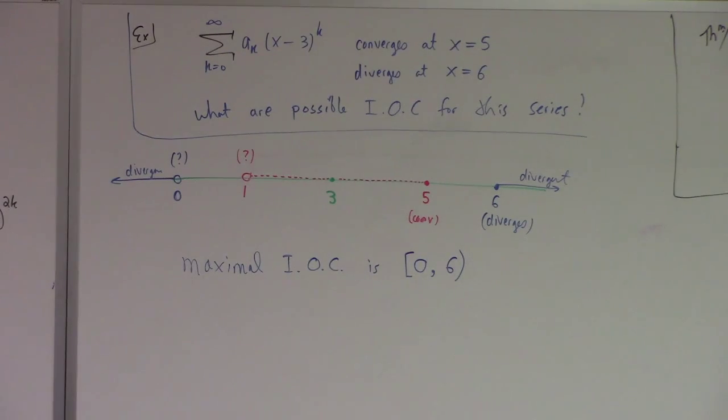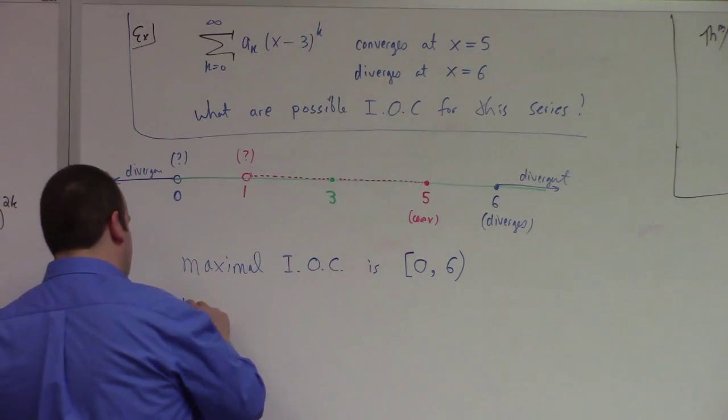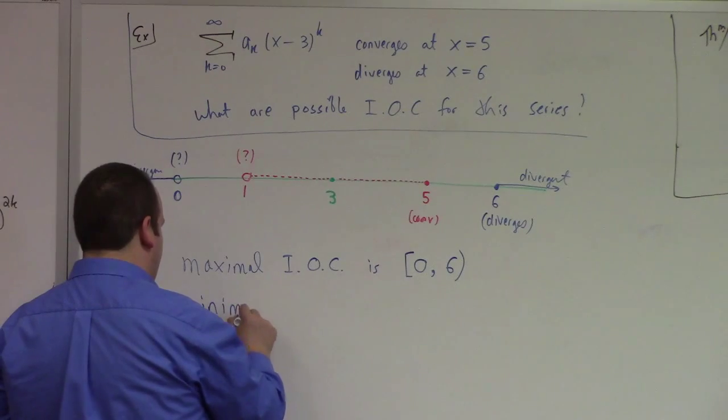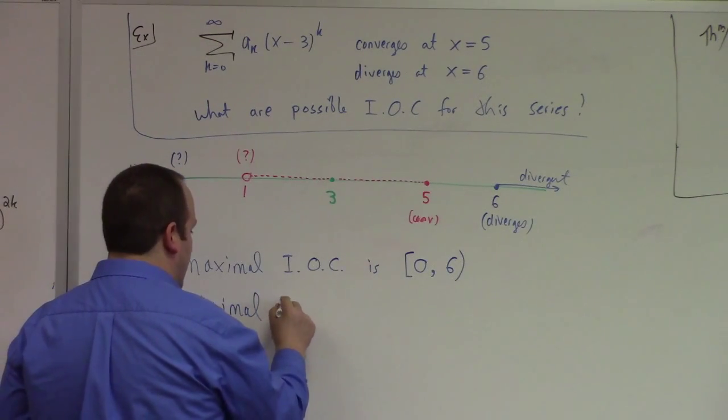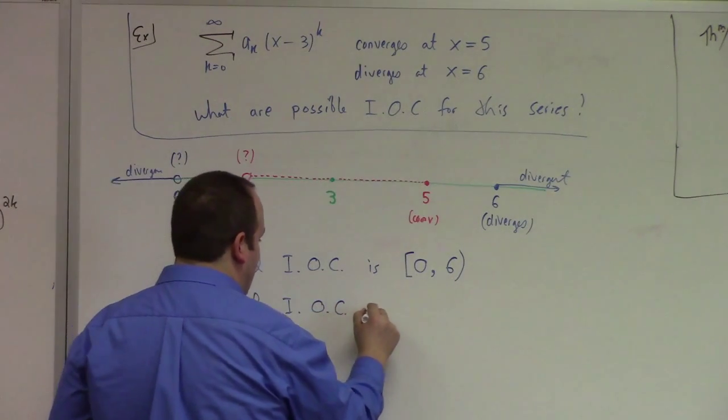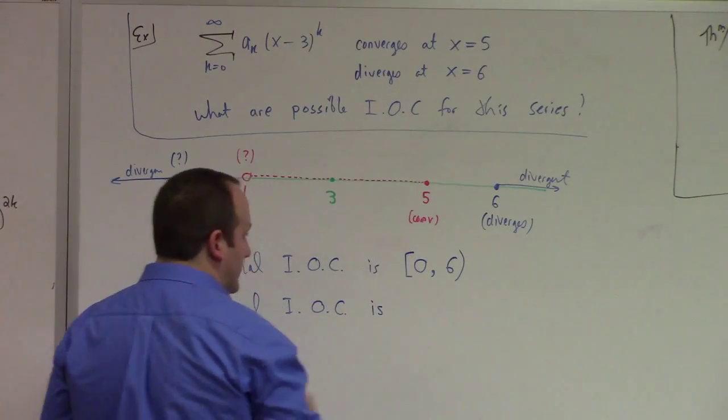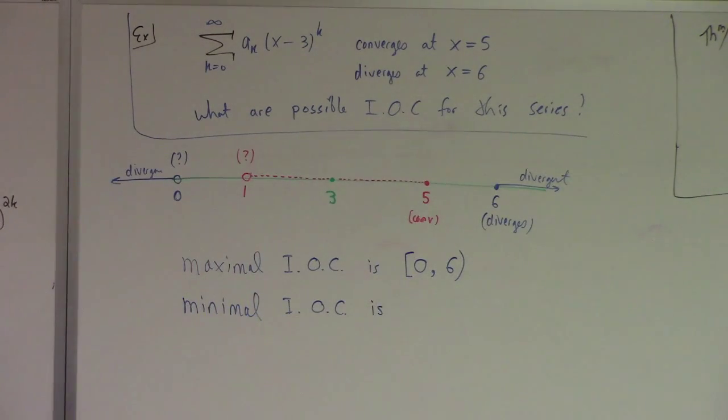What's the minimal IOC? I hope you don't mind I'm using the words maximal and minimal without defining them. I think you know what I mean by that, right? What's the smallest IOC that's possible with the given data?